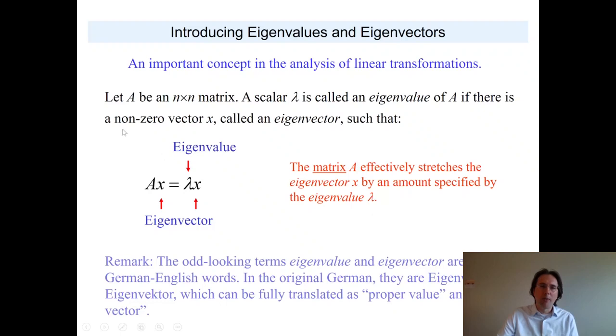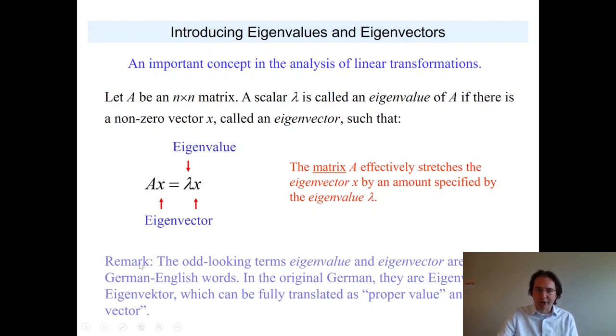Good, so one comment here is this requirement of non-zero vector x is important because trivial solution x is equal to 0 will satisfy this equation for any value of a scalar lambda.